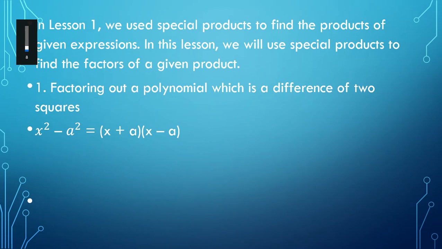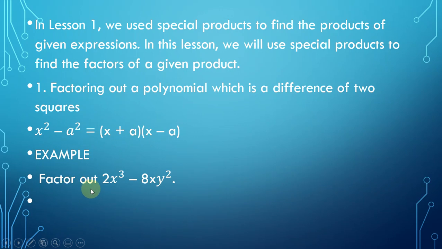In lesson number 1, we use special products to find the products of given expressions. In this lesson, we will use special products to find the factors of given products. Number 1, factoring a polynomial which is a difference of two squares. So x squared minus a squared is equal to x plus a times x minus a.